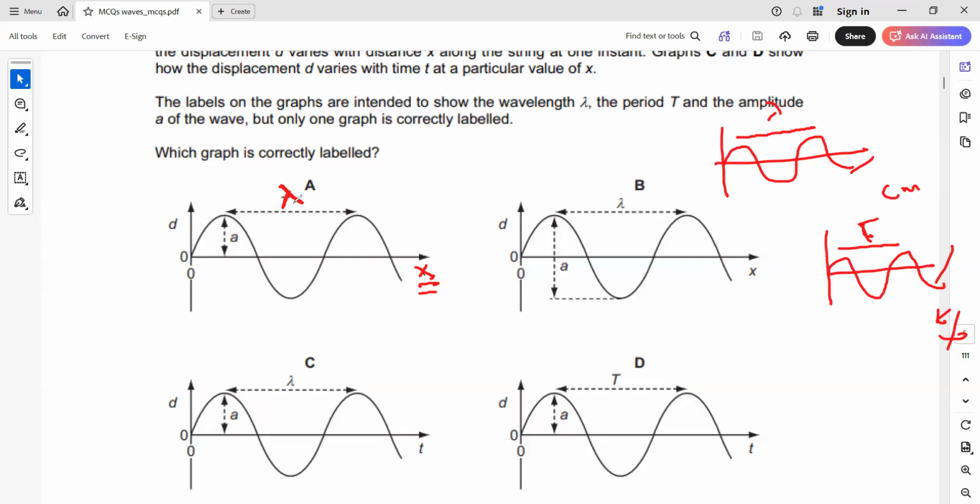So the mistake here, this is not correct. The mistake here, this wavelength is correct, but the amplitude is not marked correctly. The mistake here is that this should be a time scale, and this is the right one. So the correct answer for this one was D. Is it clear? Is it clear to everyone?